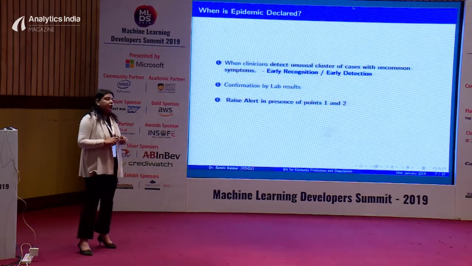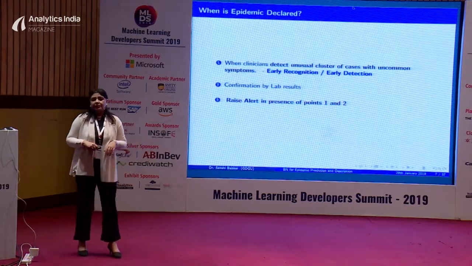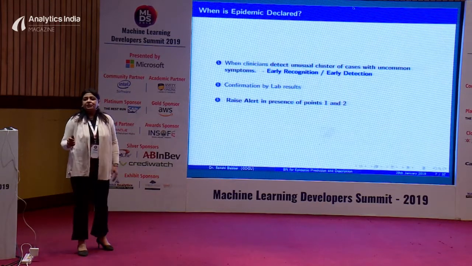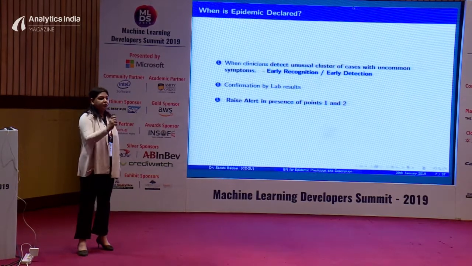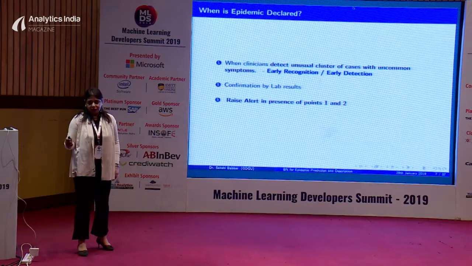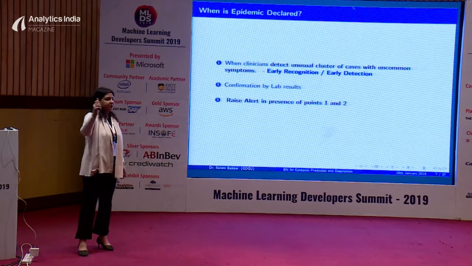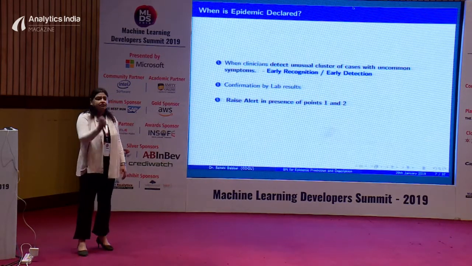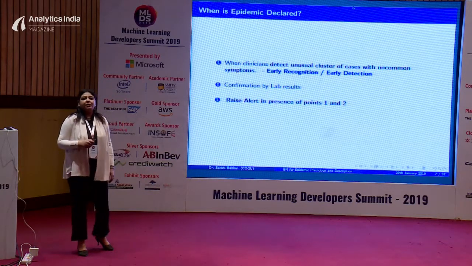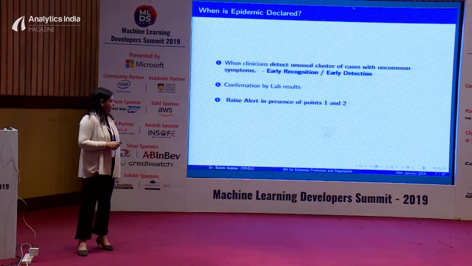According to the World Health Organization, we declare an epidemic when two conditions are satisfied. The first condition is that we are somewhat sure, we have a high probability, that there could be an epidemic. That's early detection. And the next is that we are confirming through the lab results that there is a spread. And whenever we have both step number one and step number two, we raise an alarm that there could be an epidemic, and we need appropriate preparedness for that particular disease.